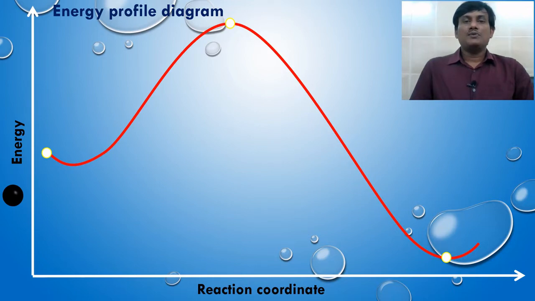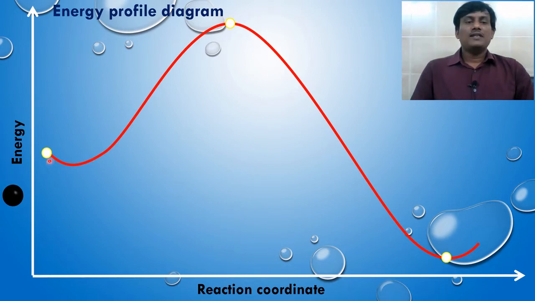If you take the energy profile diagram, we find energy on the y-axis and reaction coordinate on the x-axis. The reaction coordinate indicates progress of the reaction. The reaction coordinate may be geometrical entities such as bond length or bond angle. It may be non-geometrical entities such as bond order.